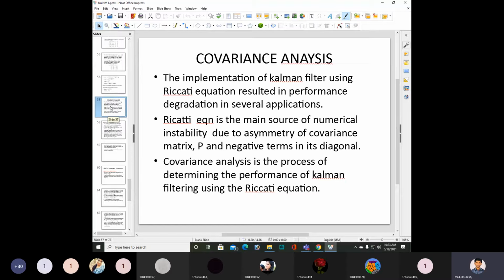Then covariance analysis. Covariance analysis: the implementation of the Kalman filter using the Riccati equation resulted in performance degradation in several applications.